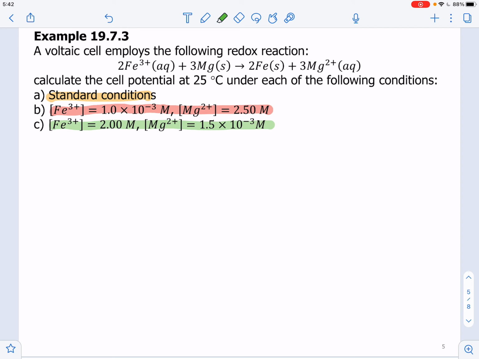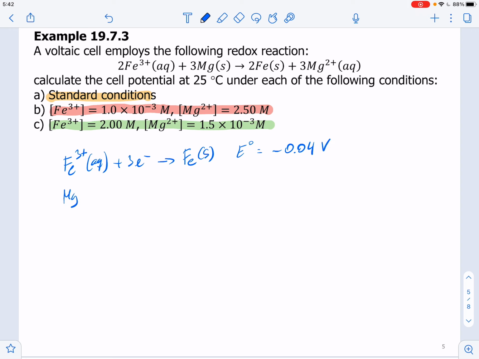So let's take care of the first one. If we take our reactions and look at them from the point of view of reductions, then we have iron plus 3 electrons going to iron solid, and the potential for this half reaction is equal to minus 0.04.